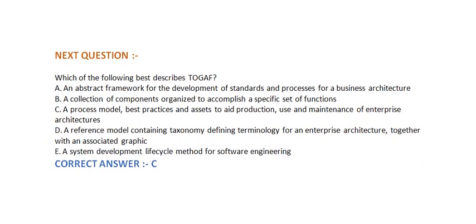Today's questions are, which of the following best describes TOGAF? Option A, an abstract framework for the development of standards and processes for a business architecture. Option B, a collection of components organized to accomplish a specific set of functions. Option C, a process model, best practices, and assets to aid production, use, and maintenance of enterprise architectures. Option D, a reference model containing taxonomy defining terminology for an enterprise architecture together with an associated graphic. And option E, a system development lifecycle method for software engineering. And the correct answer is option C.